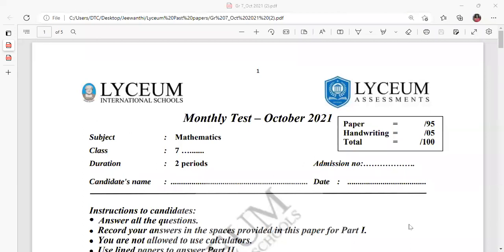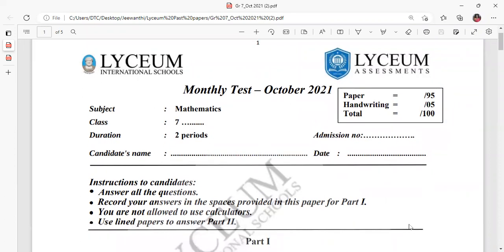Okay, children, I'll share the paper first and let's get started. This is the paper I want to discuss with you. I have told you many times, when I'm doing a past paper discussion, the most important thing you want to do before you start writing your answers is to read the instructions.